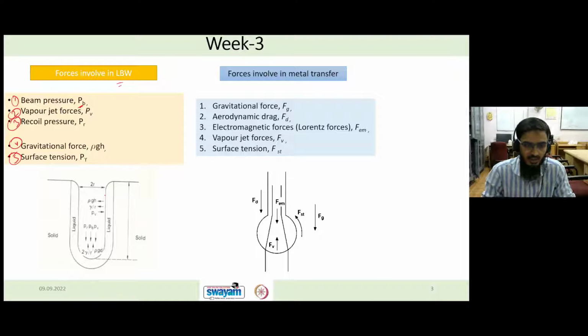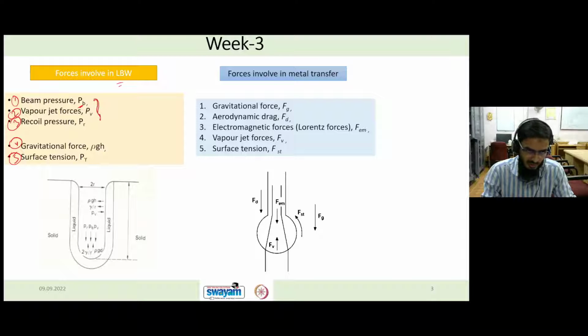In laser beam welding, there are basically two modes of welding: one is keyhole, and the other one is conduction. So these two are the modes in which you do the welding. If you want to have a keyhole generated in your workpiece, then some forces will assist you to generate the keyhole, and some forces will resist it or assist in closing the keyhole. Out of these 5 forces, the upper 3, that is beam pressure, vapor jet force and recoil pressure.